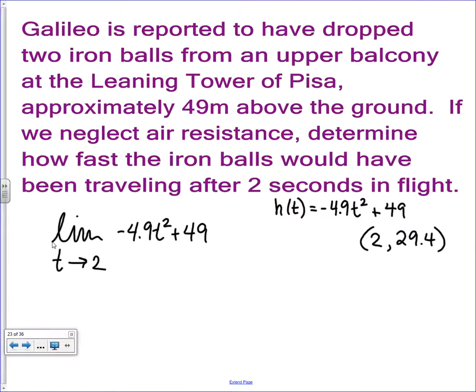minus the specific height of those objects. Thank you, sir. Which is what? 29 minus 29.4 all over t minus a, in this case, is 2. How are we doing with the setup?